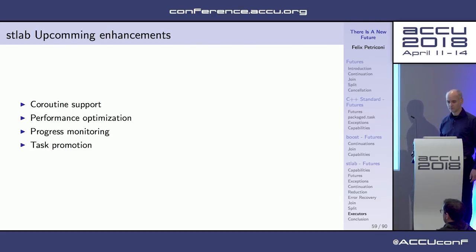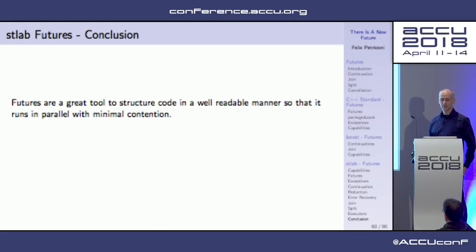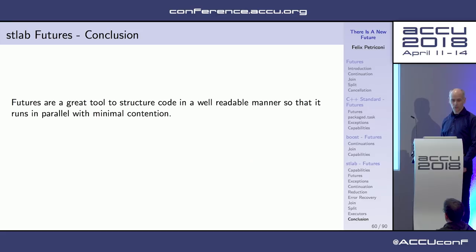With coroutines, do you mean the ones that are in the coroutine TS, or the Boost coroutines? It's not Boost coroutines, but the ones currently available in Visual Studio and on Clang. Our implementation works on Clang 6.1, I think, and on Visual Studio 2015 and later. And as soon as GCC has implemented them, I will see that it works for them as well.